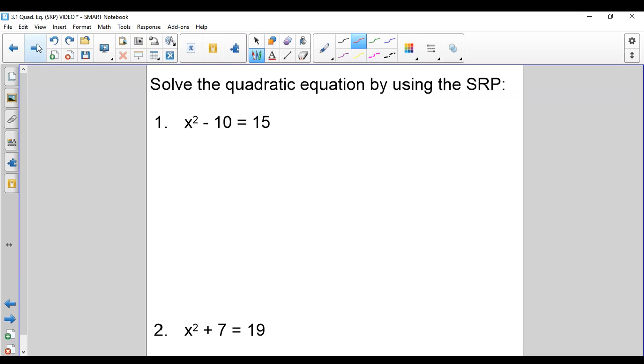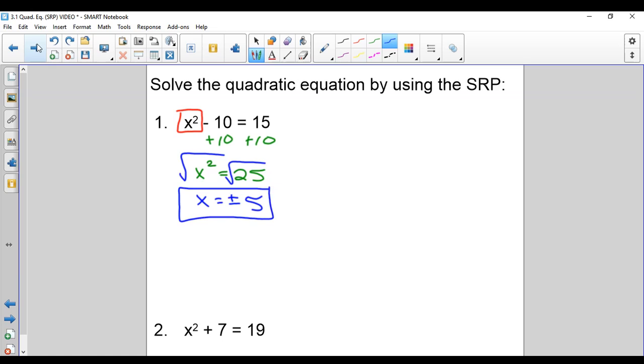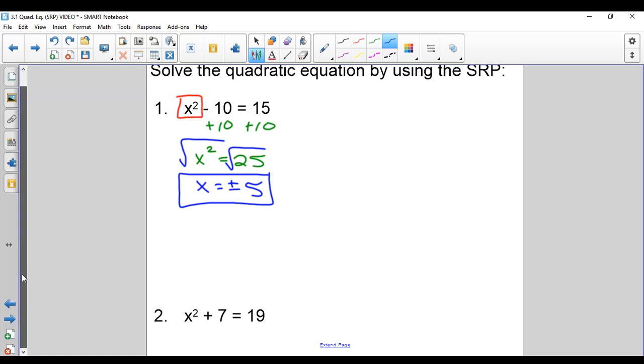First thing we got to do, get this x squared by itself. In order to do that, we add 10 to both sides. We get x squared equals 25. And once the x squared is by itself, you square root both sides. It's just x equals square root of 25 is 5. But here's the thing. Once again, you got to write plus or minus 5. There's our answer. X equals plus or minus 5. The plus or minus gives us our two answers. So make sure that happens.